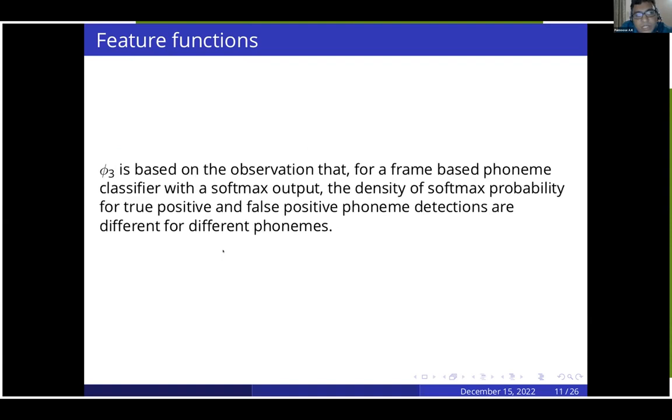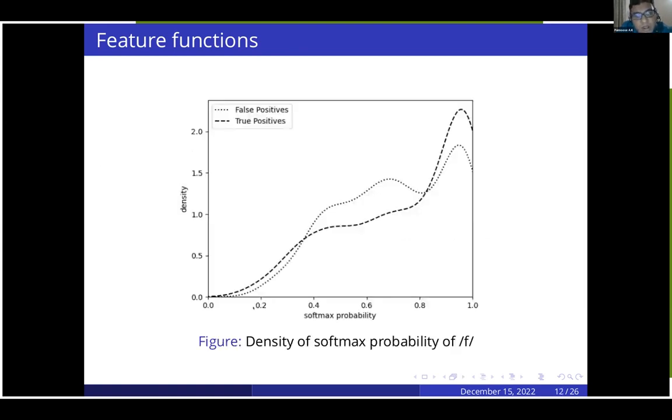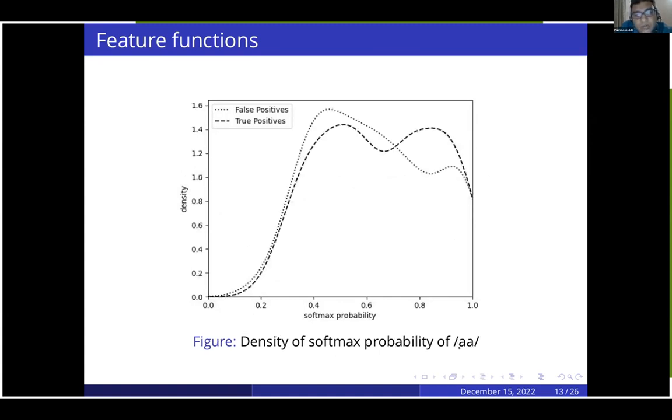Now, phi3 is based on an observation that for a frame-based phoneme classifier with a softmax output, the density of the softmax probability for true positive and false positive phoneme detections are different for different phonemes. So this is the density of a softmax probability of a particular phoneme F, for false positives and true positives. This is made from a frame-level phoneme-labeled database. This is for another phoneme A. And you can see that there's a slight difference. This is the difference we are trying to get.